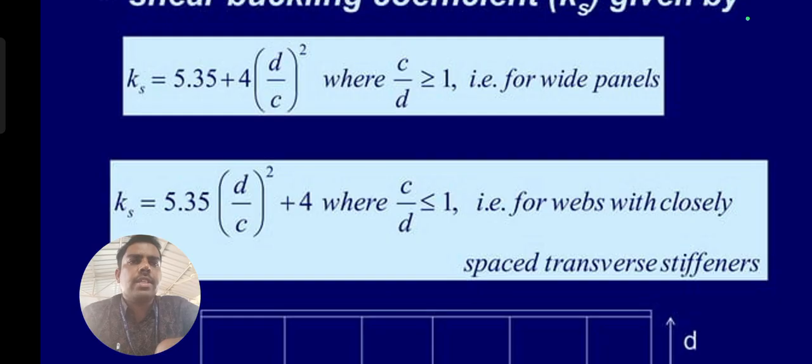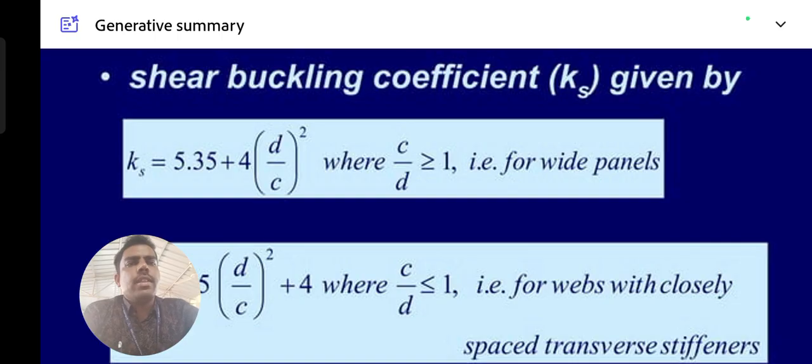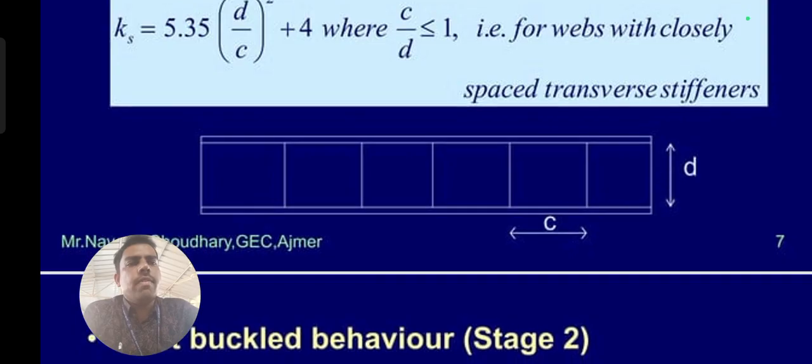In that particular situation, we are using a different formula, that is 5.35 + 4(d/c)². See the difference between these two formulas. The first formula is used for wide panels and the second formula is used for web panels.